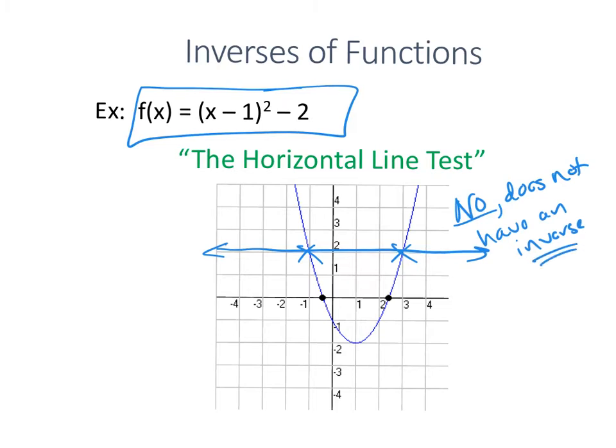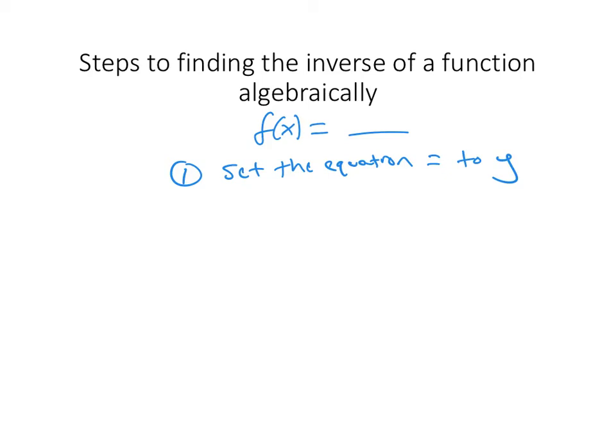And again, we use the vertical line test to determine whether it's a function or not, but the horizontal line test to determine whether a function has an inverse or not. When we get to finding these algebraically, there are certain steps we want to follow. If it's written in function notation, for example f of x equals something, then the very first step is to set the equation equal to y. So that's the very first step.